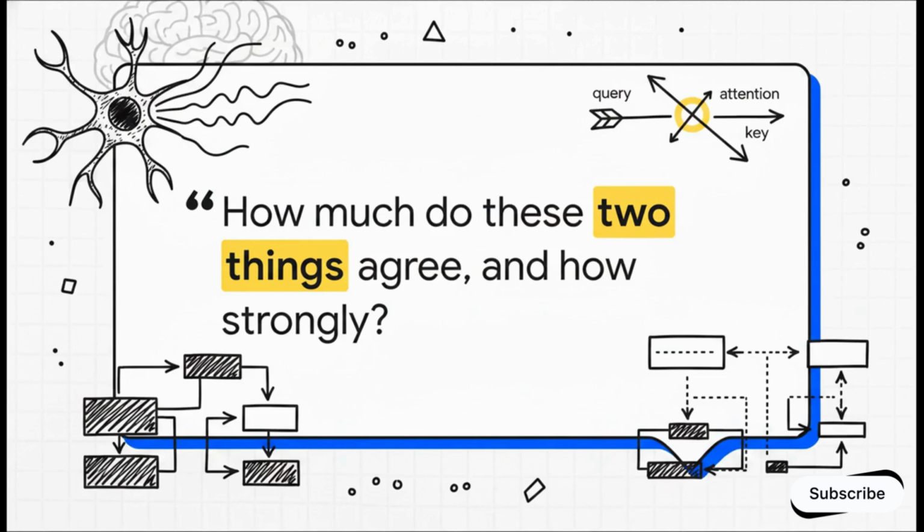But it does leave you wondering, if the entire AI revolution is built on this single, simple operation, what happens when we finally invent an operation that's better?